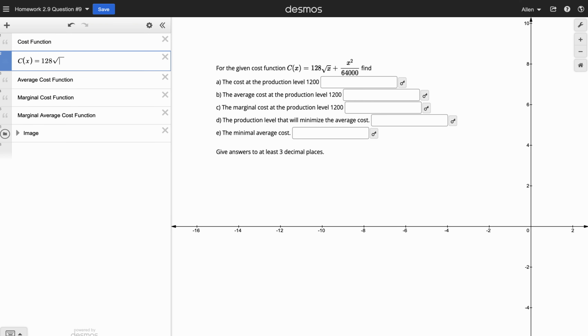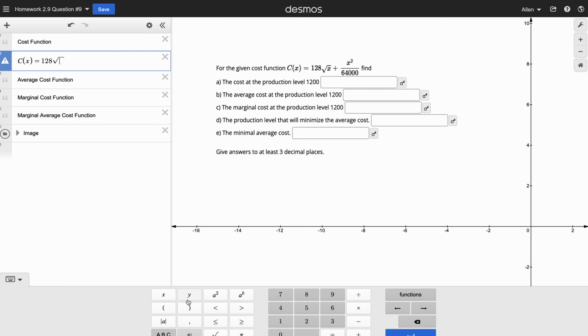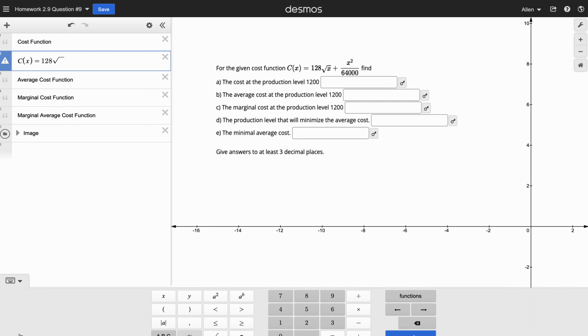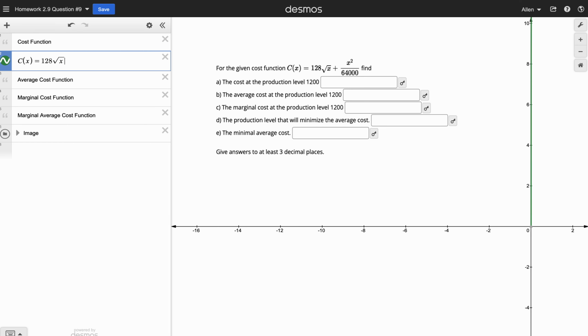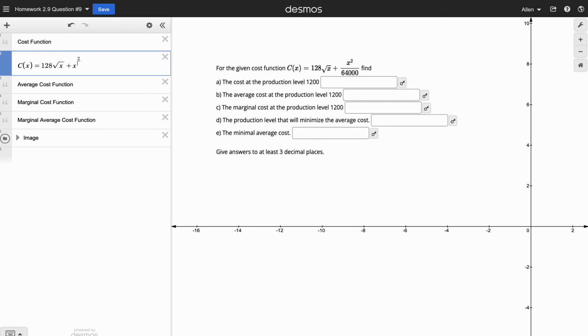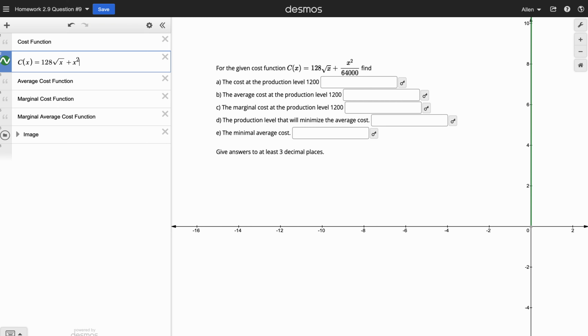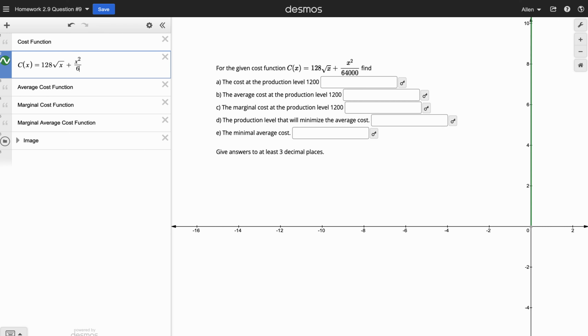root. If you're typing on a computer, you can just type sqrt, but if you are using the keyboard or if you have it on your phone, you'd have to go to the little keyboard button here, and then you can hit the square root key, which is down here. Square root of x, make sure you go outside the radical sign to put that plus sign, and then do x squared divided by 64,000.